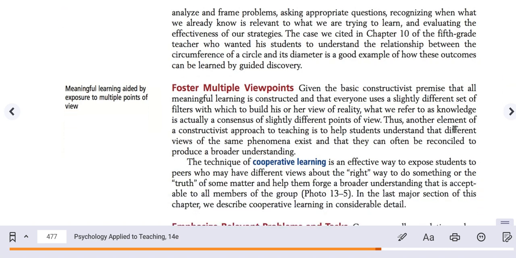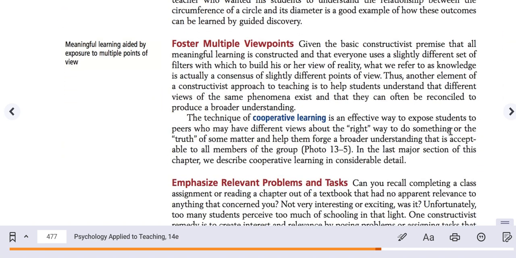Foster multiple viewpoints. Given the basic constructivist premise that all meaningful learning is constructed and that everyone uses a slightly different set of filters with which to build his or her view of reality, what we refer to as knowledge is actually a consensus of slightly different points of view. Thus, another element of a constructivist approach to teaching is to help students understand that different views of the same phenomena exist and that they can often be reconciled to produce a broader understanding.